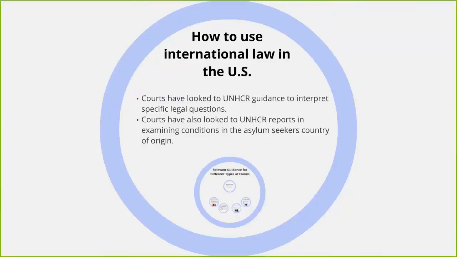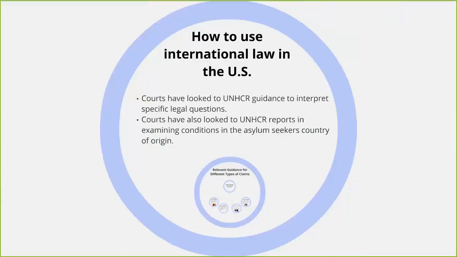I now want to talk about how to use international law and UNHCR guidance in asylum cases. These are two examples of how these resources can be used. U.S. courts have looked to UNHCR guidance to interpret specific legal questions, such as what constitutes persecution, or how to define and interpret the term membership in a particular social group. Courts have also looked to UNHCR reports in examining country conditions in the asylum seeker's country of origin. UNHCR reports are similar to those you might see from other organizations or agencies, such as Human Rights Watch or the Department of State.